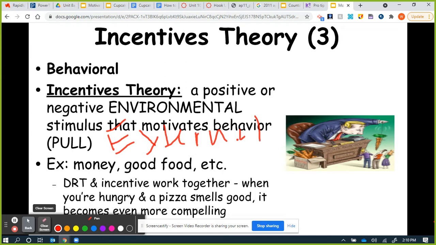A lot of times, drive reduction and incentive theory go hand in hand. Even when we're hungry, most of us don't reach a point of hunger where we would just eat absolutely anything that is put in front of us. Right? Drive reduction creates that internal push for hunger, but then we are also motivated by the incentive of eating something good. Okay, so if you're hungry and there is pizza that smells really good, that makes you even more motivated to eat that pizza.